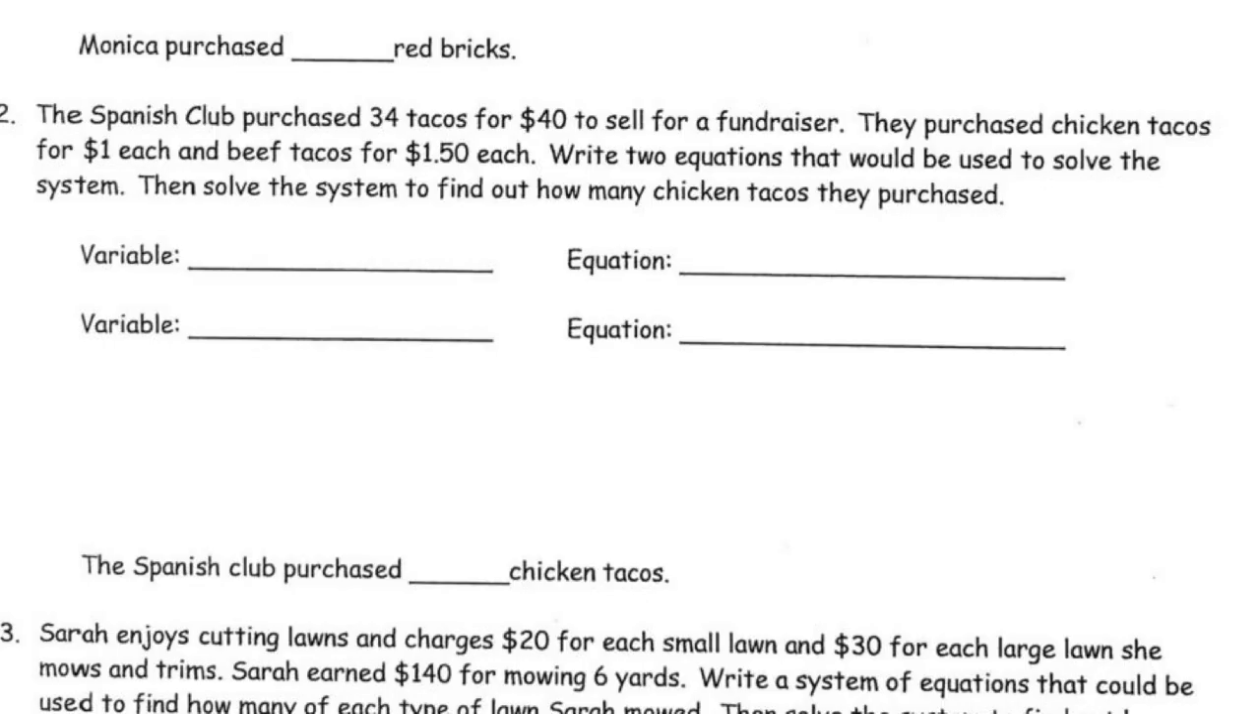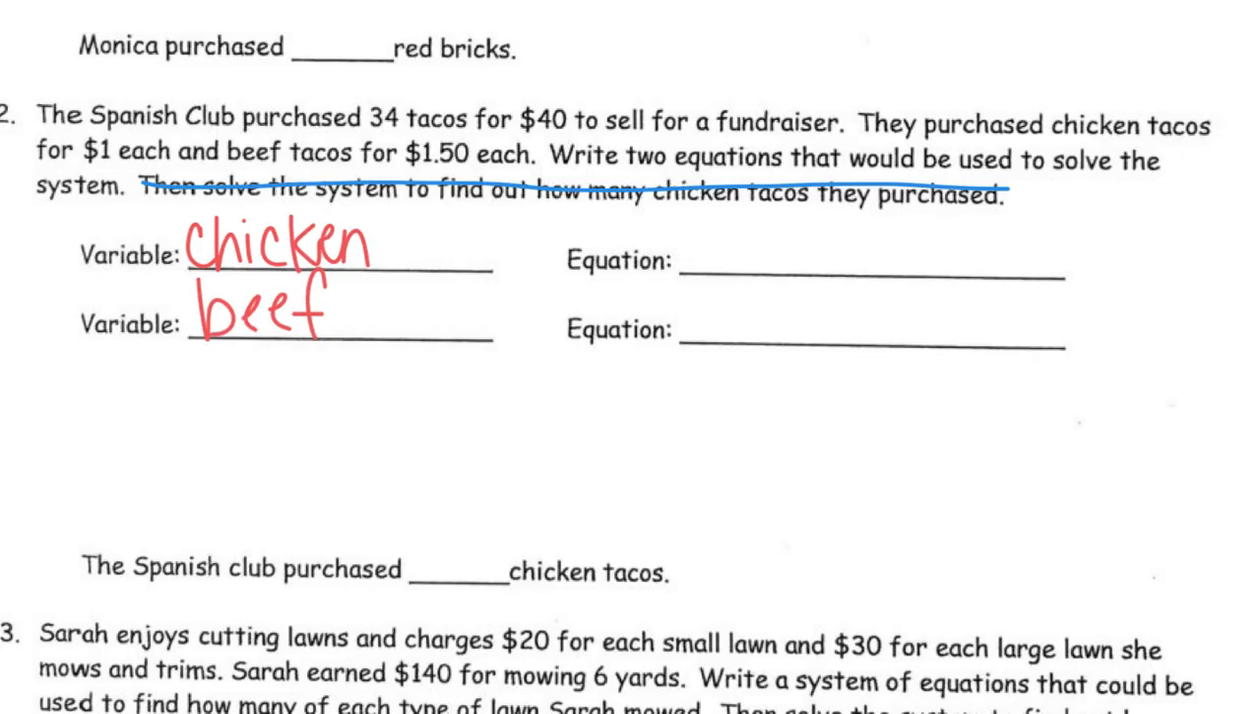The Spanish Club bought 34 tacos for $40 for the fundraiser. They got chicken tacos for $1 and beef tacos for $1.50. Write two equations that can be used to solve the system. We're not going to actually solve it, so we can cross that out. What did the Spanish Club buy? Tacos. What kind of tacos? Beef and chicken. So those are the two things that we are going to be putting together. Chicken and beef.